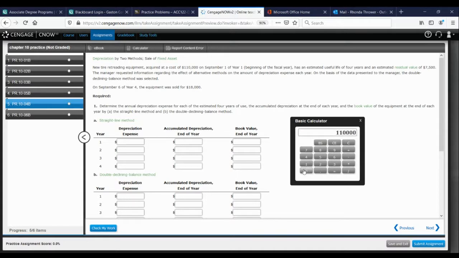$110,000. We're going to subtract from the cost of the asset the residual value or the scrap value, which is $7,500. What that leaves you with is an amount that we call depreciable value. This $102,500 is the total amount that the asset can depreciate over its entire life.